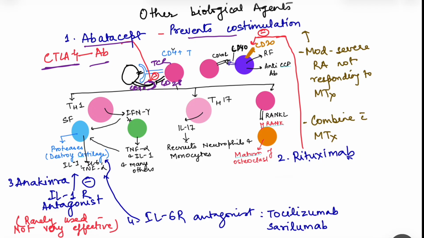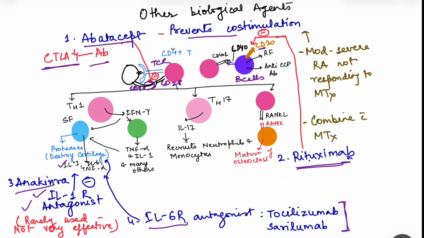That is one. Second is rituximab. Rituximab targets CD20 receptor on the B cells and this depletes B cells, so there is no production of the antibodies. Third is anakinra, which is interleukin 1 receptor antagonist. It is rarely used now for rheumatoid arthritis. It was not found to be very effective. And fourth one is interleukin 6 receptor antagonist. It binds with the interleukin 6 receptor, preventing the action of interleukin 6, which we have seen. The drugs in this category include tocilizumab and sarilumab. Again, these are used in combination with methotrexate if there is a decreased response to methotrexate.